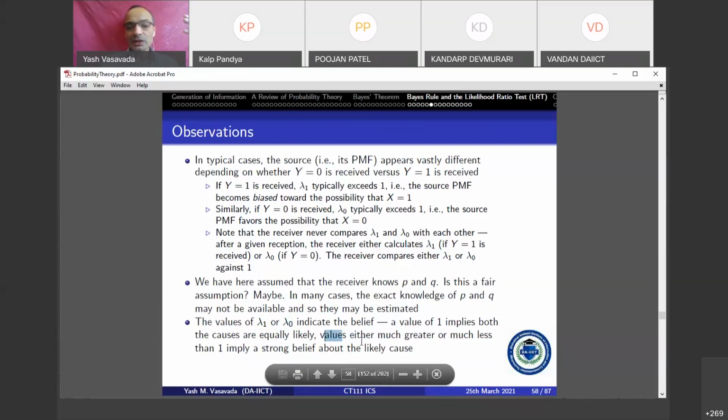So the values of these ratios much greater or much less than 1 imply a strong belief about the likely cause. Whereas the values which are 1 or close to 1 mean that you can't form a strong belief. In your mind, both the possibilities are about equal. So think of lambda 1 and lambda 0 as kind of beliefs that are getting updated in your mind, the ratios of the posterior beliefs.